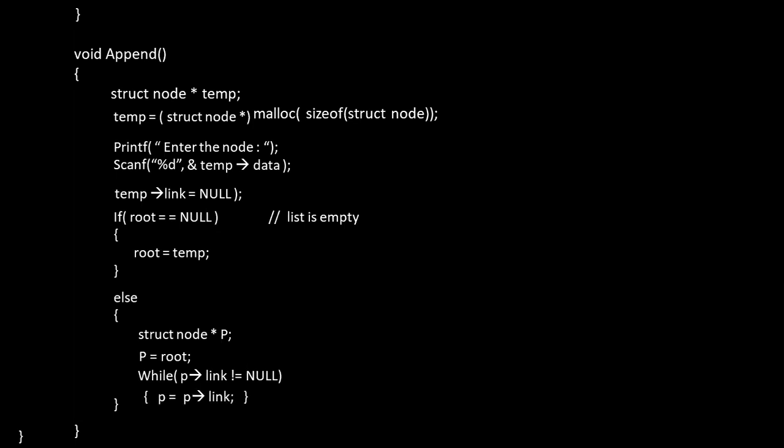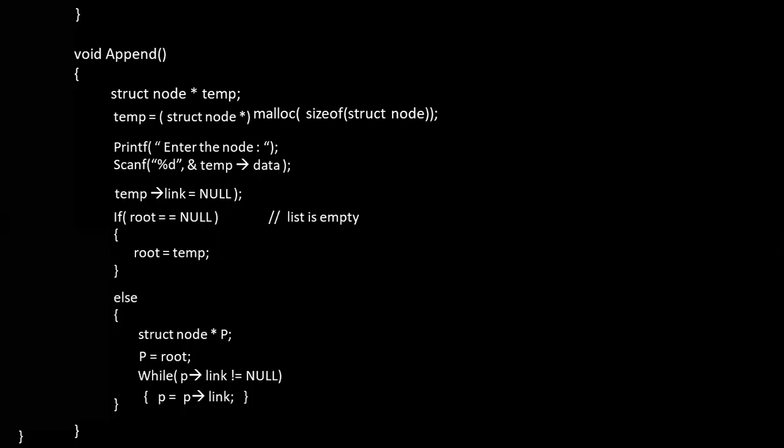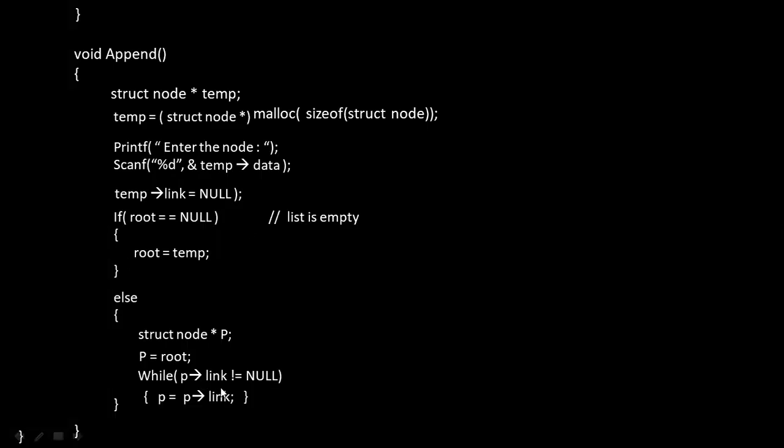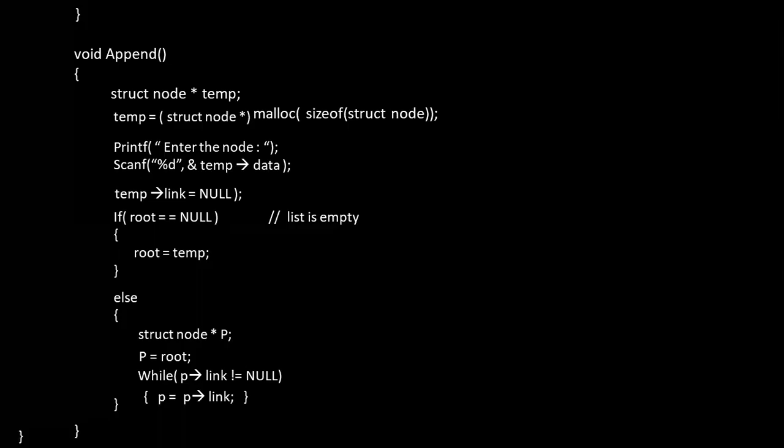What is p? The p value we need to assign to p2 link. What is p2 link? 5048. So that 5048 we have to assign here. So we continue like this until the p2 link value is null. Here 5048 to link is not null, so the p value is 9042. 9042 to link is not equal to null, so the p value is 7052, and 7052 to link value is null.